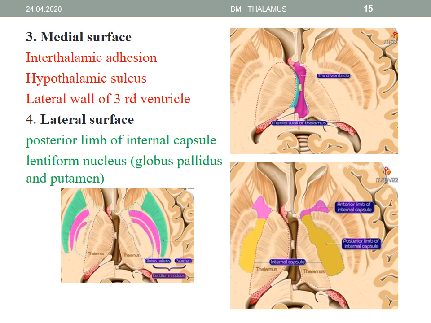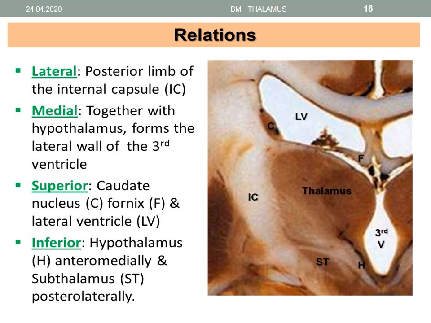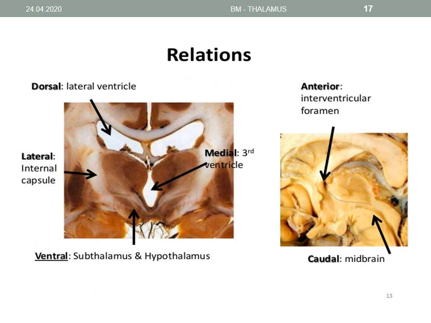The lateral surface is related to the posterior limb of the internal capsule, lentiform nucleus, which is the globus pallidus and putamen, part of basal ganglia. Again, we will sum up the relations. Laterally, it is related to the posterior limb of internal capsule. Medially, together with hypothalamus, forms the lateral wall of the third ventricle. Superiorly, related to the caudate nucleus, fornix and lateral ventricle, and inferiorly to the hypothalamus anteromedially and subthalamus posterolaterally. So here, this picture again shows the relationships.